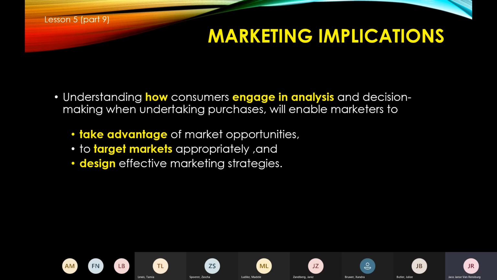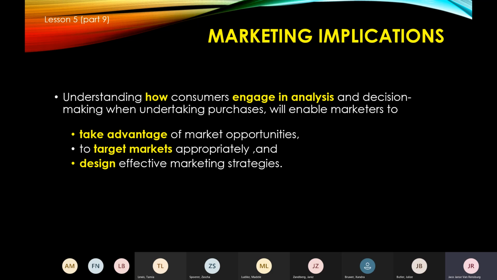it will allow you to take advantage of certain market opportunities as a marketer, because you can intervene at any point. The first action and the first step is a need arises because a problem is identified. That need needs to be satisfied. That problem needs to be fixed.